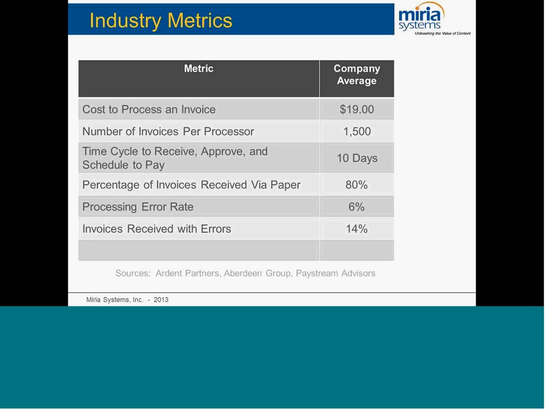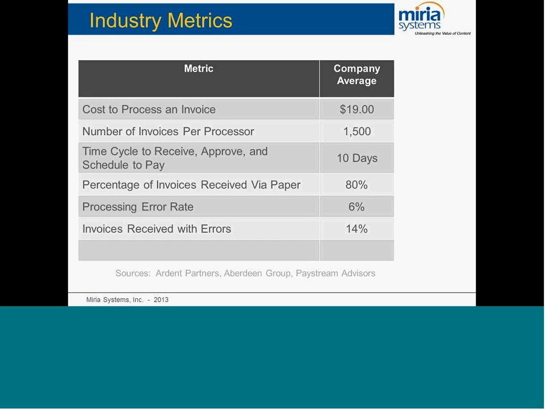So in metrics, we're talking about costs. You know, the average dollars that it takes to process an invoice, and the source of this is taken from multiple groups, including Aberdeen and Paystream Advisors and Ardent Partners. The money it costs is on average $19 per invoice. That's assuming 1,500 invoices per processor. The time cycle to receive, approve and pay is 10 days. The big invoices that are still paid by paper are 80%, but you don't discount it for this factor.